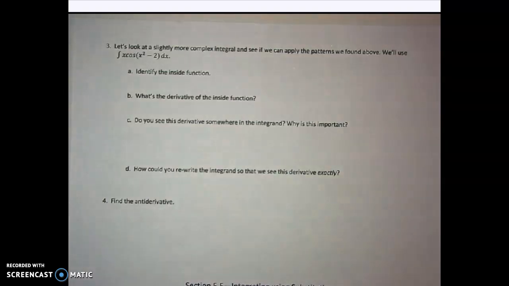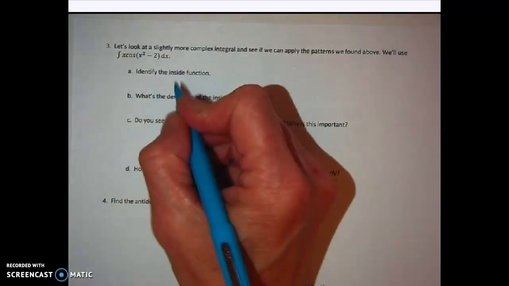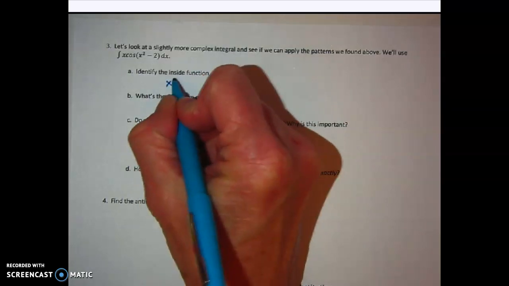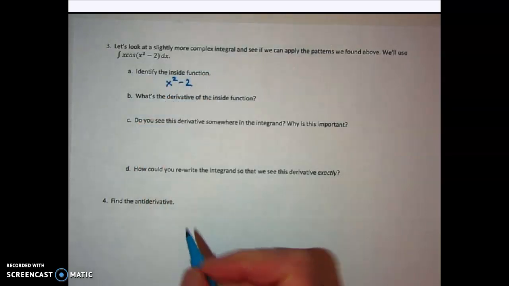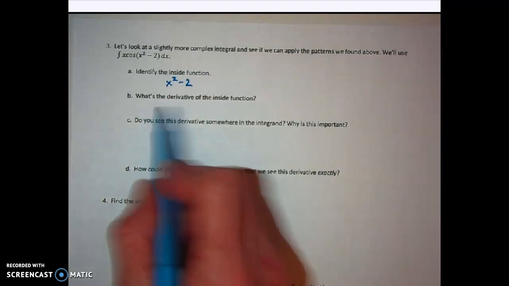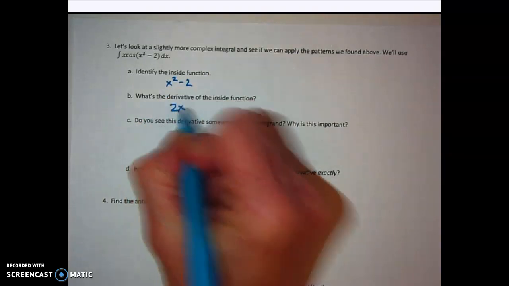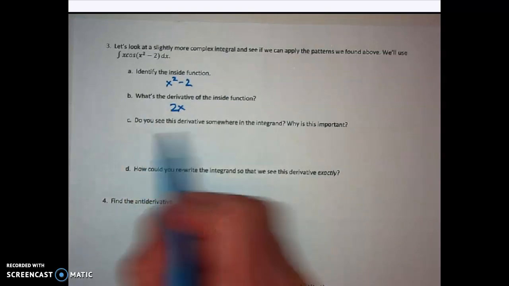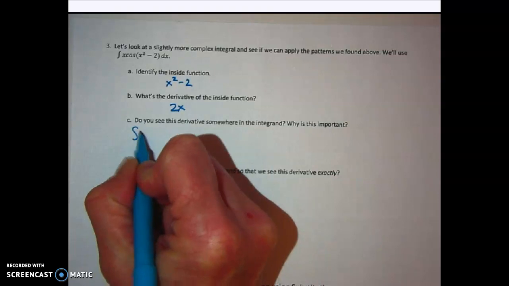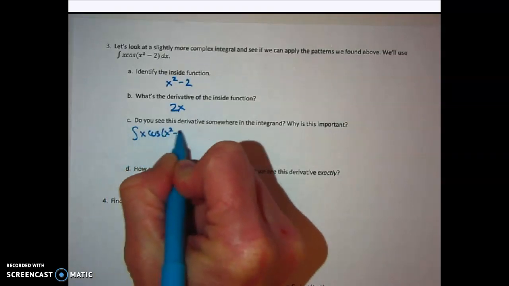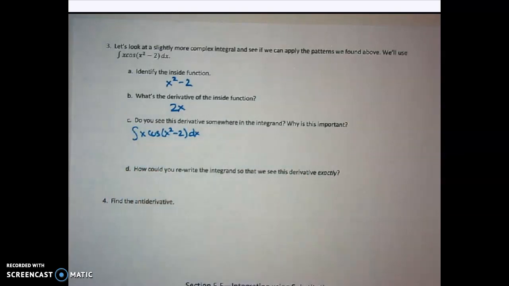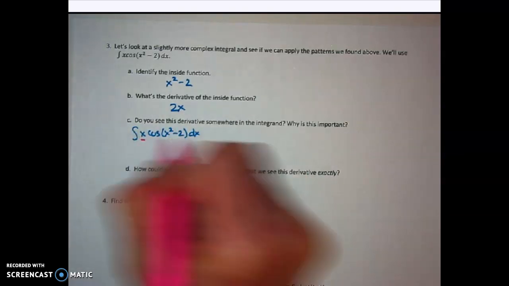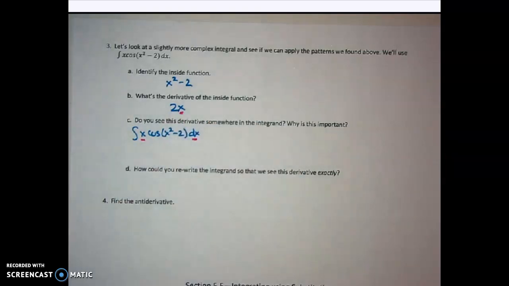Now let's walk through one of these and actually think about what we might have to use for our substitution. So we're going to look at this function, the integral of x cosine of x squared minus 2 dx. Identify the inside function. Hopefully you are good at this after taking derivatives and being able to recognize the inside and the outside. The inside function is x squared minus 2. The derivative of my inside function is 2x. And do you see the derivative anywhere? So my function is x cosine of x squared minus 2 dx. Do you see the derivative? Well, I see that I have the x, but I don't have the 2.